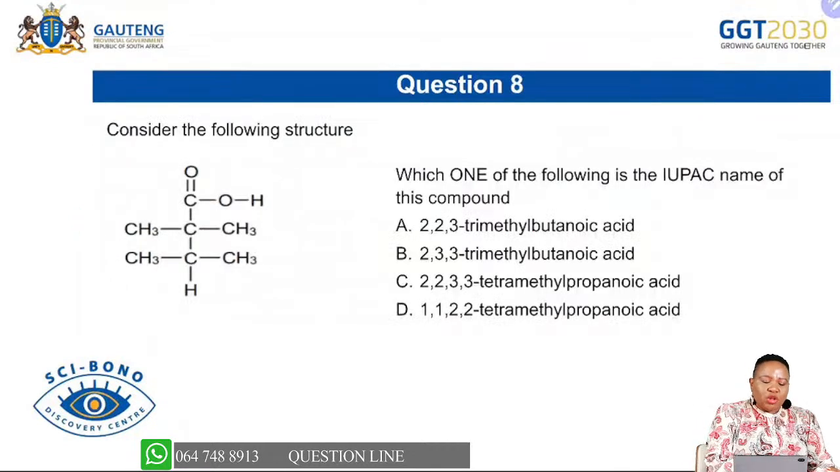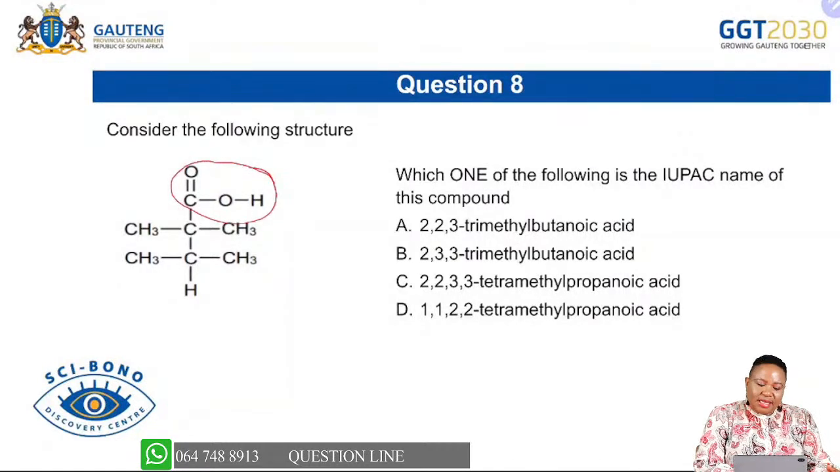Also, this one, I chose it because you can see that this structure was not drawn in a straight chain like a horizontal chain. It was drawn vertically. So you also need to be able to say this is the carboxylic acid by identifying what? The functional group. And also identify the longest chain. So you can see that the longest chain will always start here: 1, 2, 3, and 4.